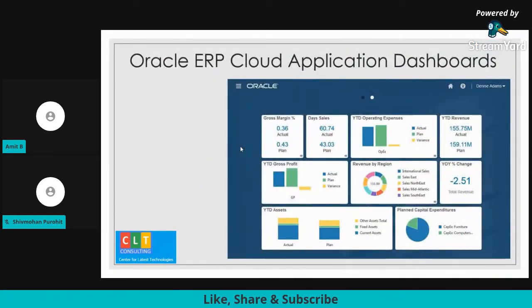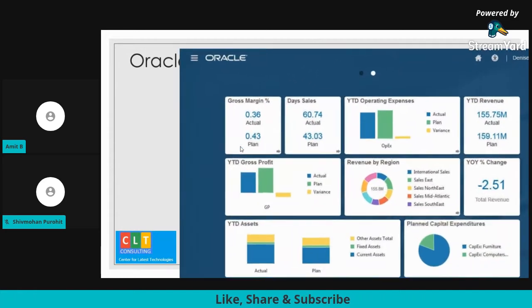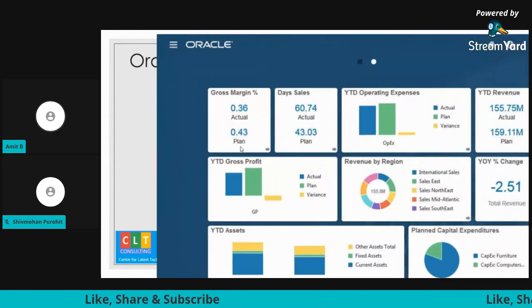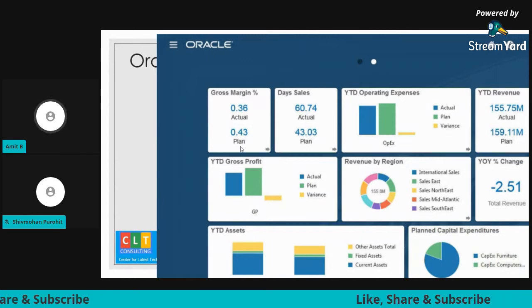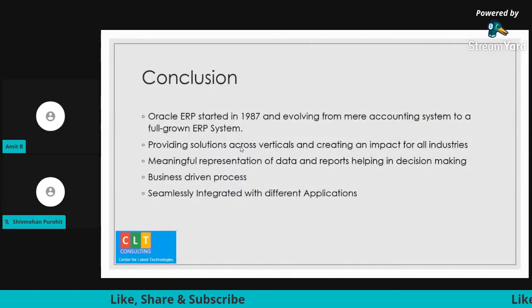And this is how the application dashboards look. You used to get different infolets for your dashboard. You can design your own dashboard if you want, or you can stick to the seeded one which is provided by Oracle.